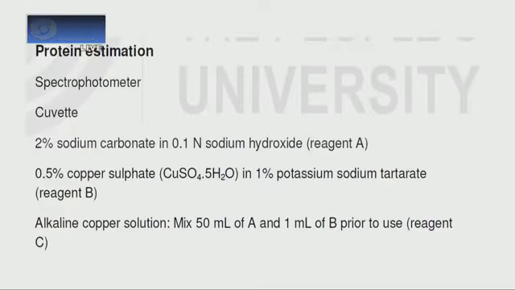Now for the protein estimation part, you need a spectrophotometer, cuvette, 2% sodium carbonate in 0.1 normal sodium hydroxide, which you designate as reagent A, and 0.5% copper sulfate in 1% potassium sodium tartrate, reagent B. You have to prepare an alkaline copper solution, which is reagent C, by mixing A and B in proper ratio. So basically you need this reagent C for the protein estimation.